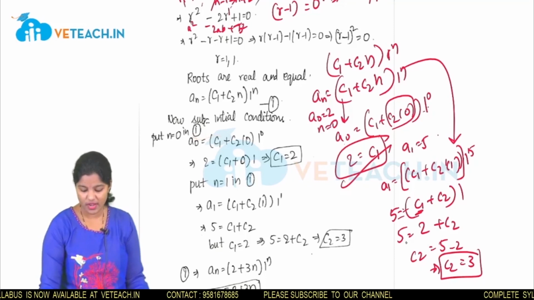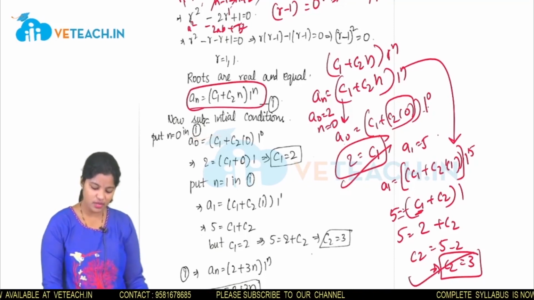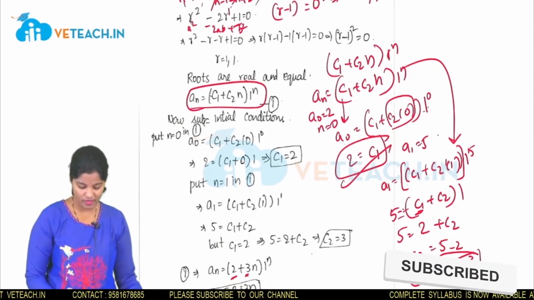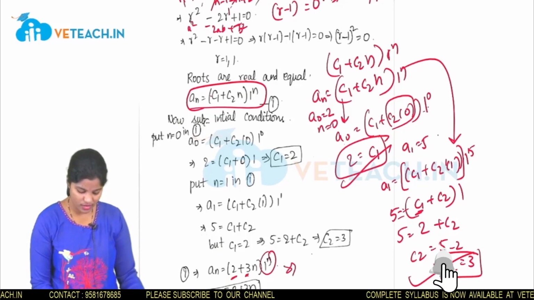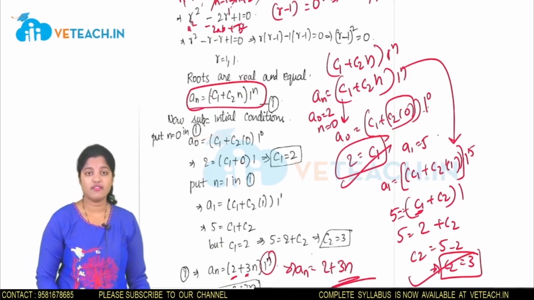So we got C1 value and C2 value. Substitute in this equation now. That is an is equal to C1 is 2, C2 is 3 into n, whole into 1 power n. This is equal to 1, that implies an is equal to 2 plus 3n, which is our final answer.